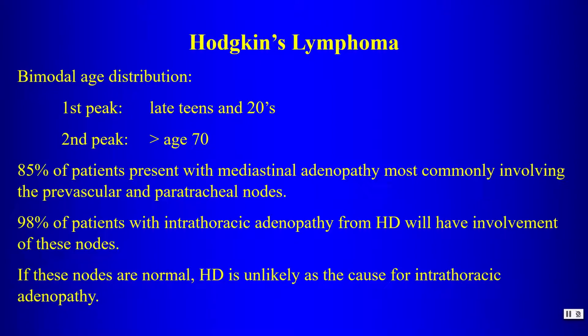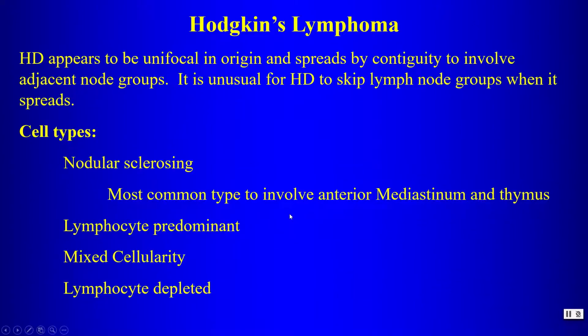So Hodgkin's lymphoma, two age peaks, young and older. And most of these patients with Hodgkin's lymphoma who have mediastinal involvement will have involvement of the prevascular nodes, will have involvement of the anterior mediastinal nodes. So Hodgkin's appears to be unifocal in origin and spreads by contiguity to adjacent node groups.